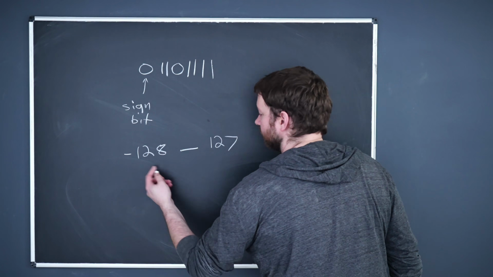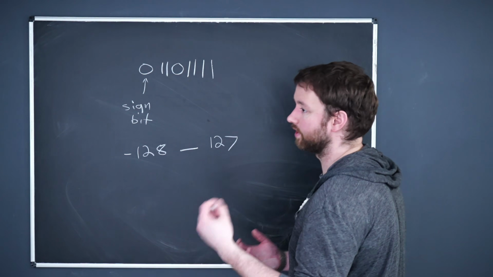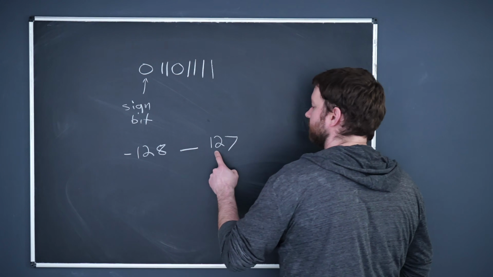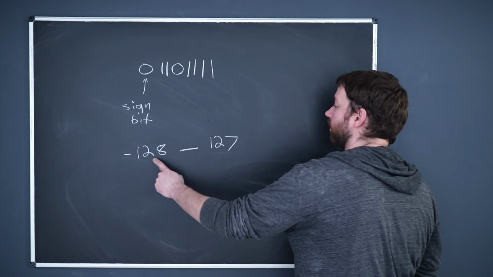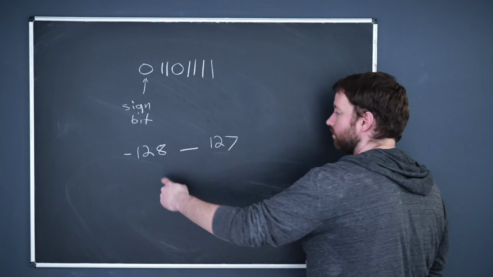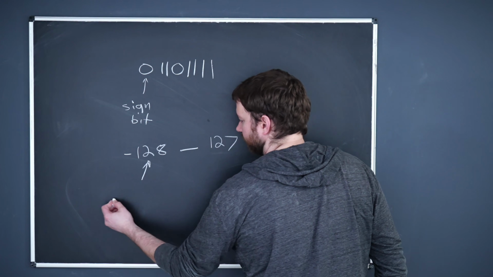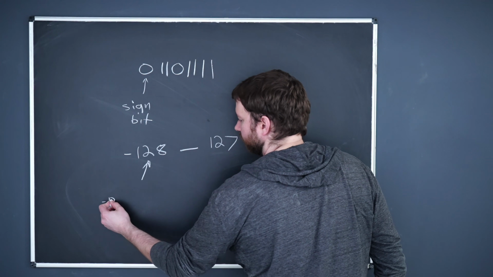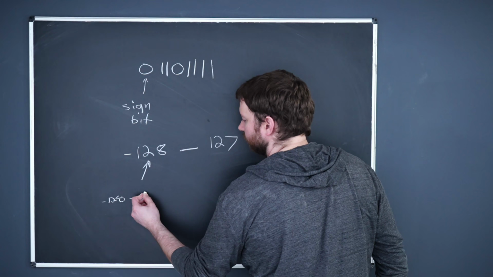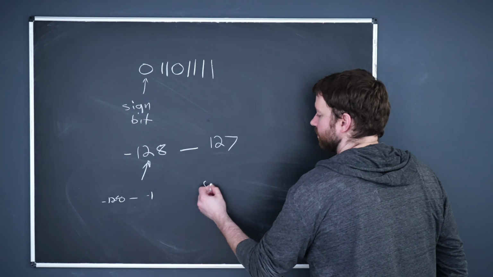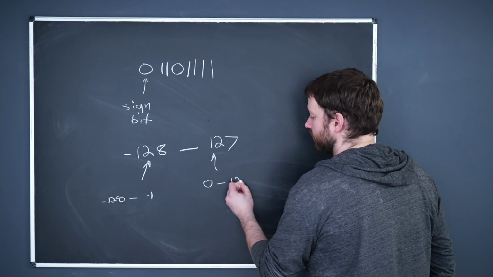And the reason these aren't exactly the same is because we do have to keep track of a state for 0. The highest positive number is 127, but the lowest negative is going to be negative 128. So basically this range is going to be negative 128 to negative 1. And this range is going to be 0 to 127.